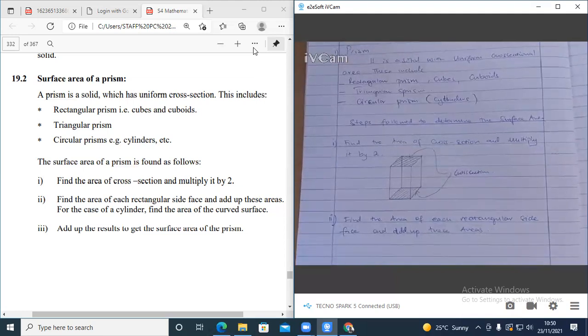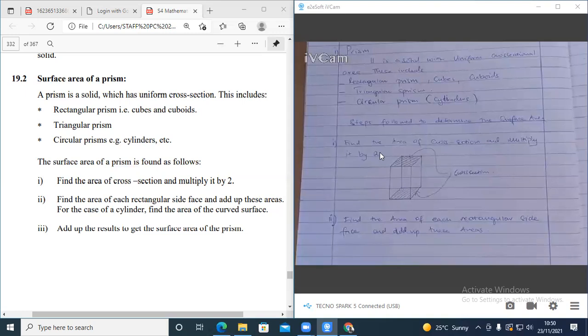How many rectangular sides are there? Suppose it is this shape. How many other rectangular sides are there on this figure here? Apart from these ones which I have shaded, the cross sections, how many other rectangular sides are there? Yes, Bright. 4. They are 4, correct.